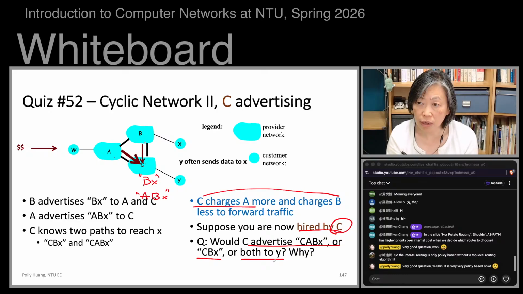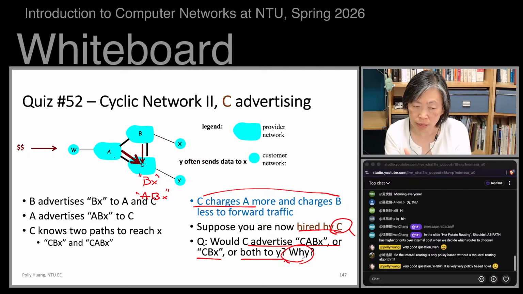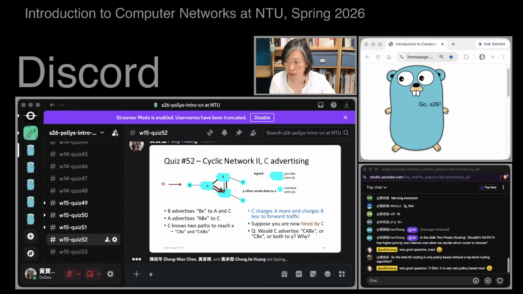Obviously, not sending is not okay, so we limit it, since that solution is just not viable. So these are the options. From your perspective, which way would you do it and why? Just one of CABX, CBX, or both. For this one, you also have 5 minutes. Think it through, and tell me why. All right, let's go to the score space. Quiz 52, 5 minutes.